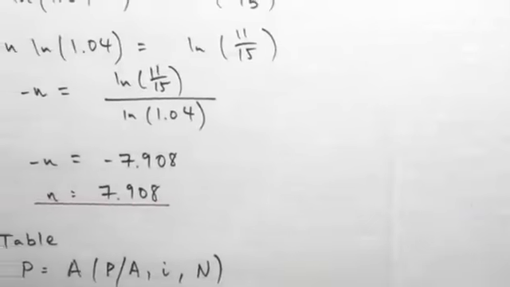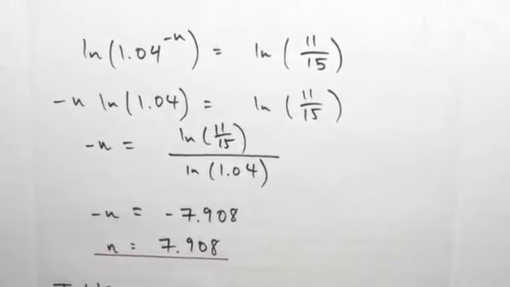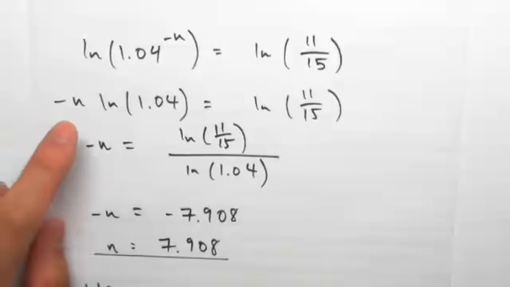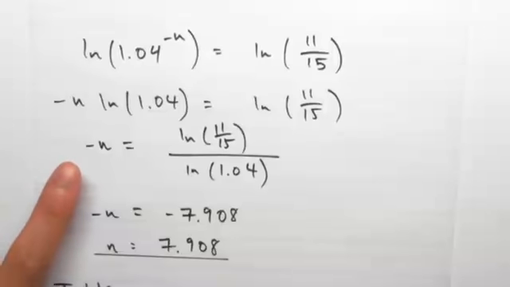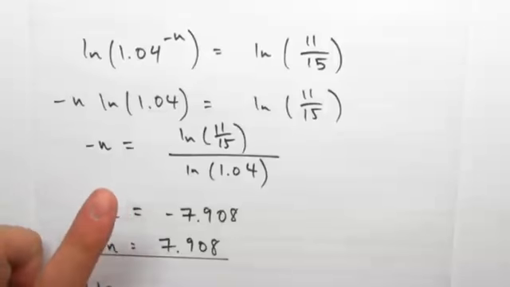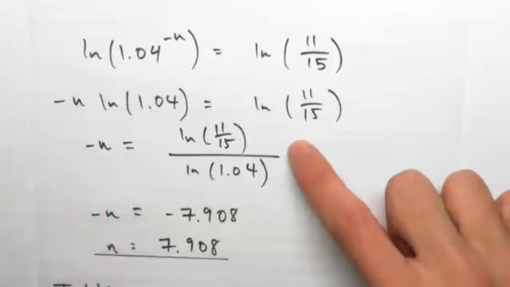Next we log both sides. We know from our log rule that if it's to the power, we can take it down to the outside. We simply do this as shown. Then we divide both sides by log 1.04. So now we have -N = log(11/15) / log(1.04). This is just a number.